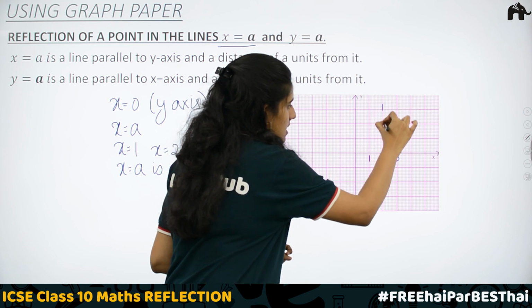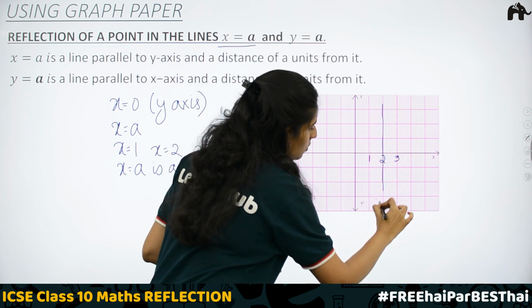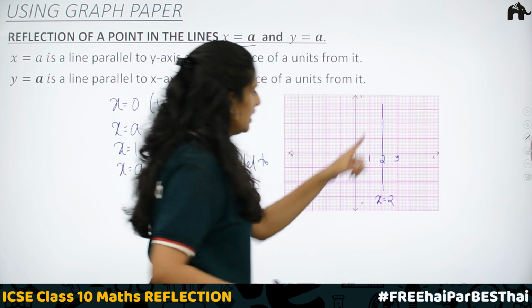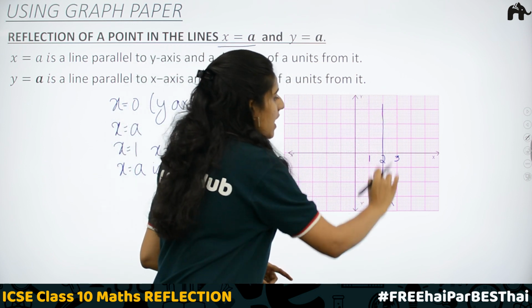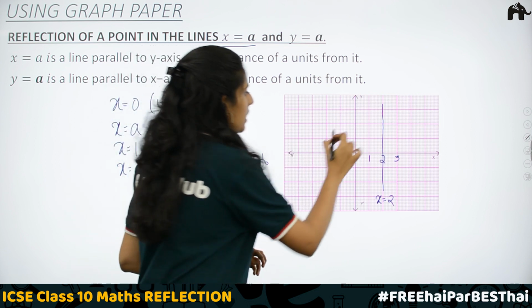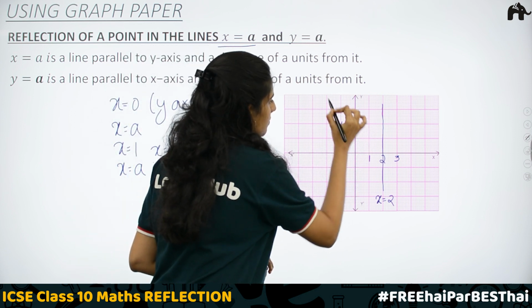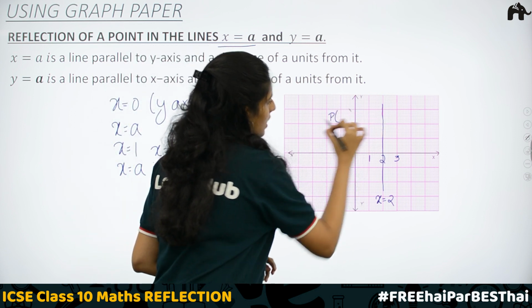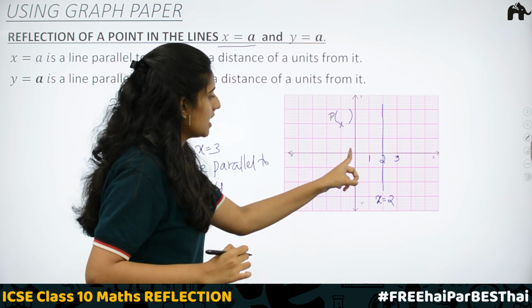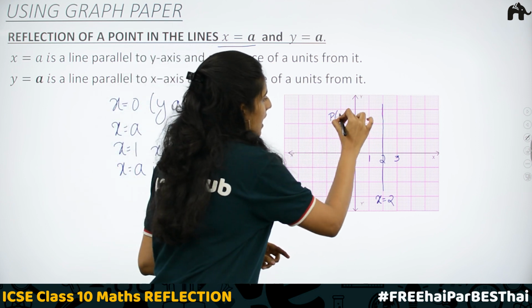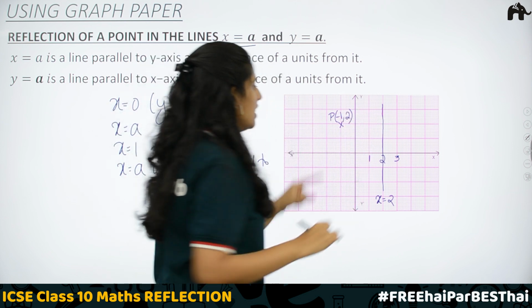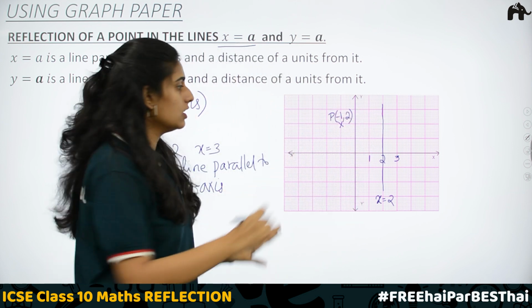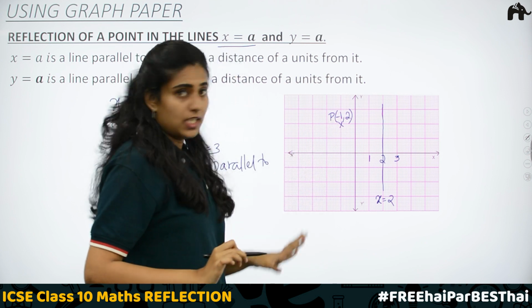I am taking this line, that is x is equal to 2. Here we have the x is equal to 2 line. This is my mirror line. And I am taking a point P. What are the coordinates? It has moved -1 along the x-axis and +2 along the y-axis. So, P (-1, 2) is the coordinates of point P.